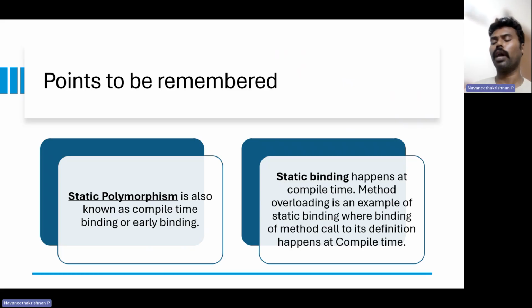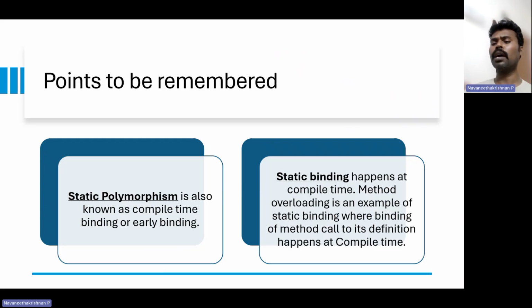Okay. The reason behind this is that at compile time, the JVM comes to know which method to execute. We have two methods, the deposit method, and which one to execute is based on the number of parameters I have defined. So if there are two parameters, then the two-parameter method has to be called. That is decided at compile time itself by the JVM.